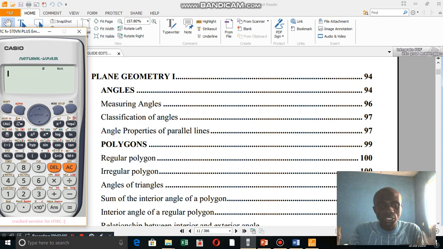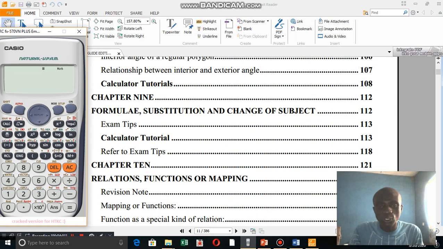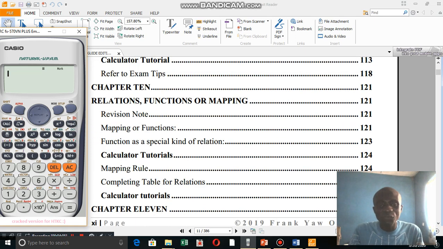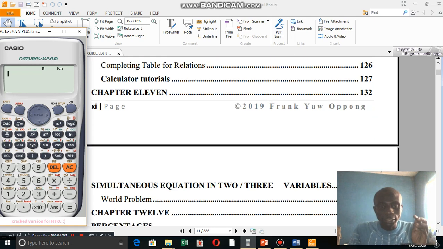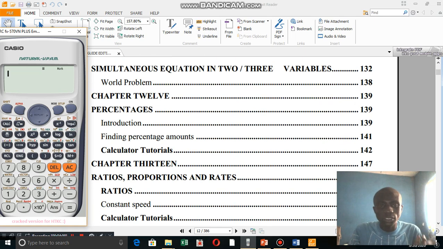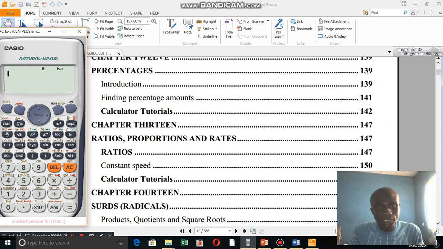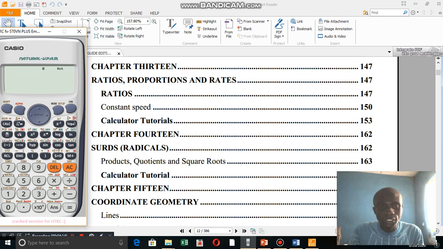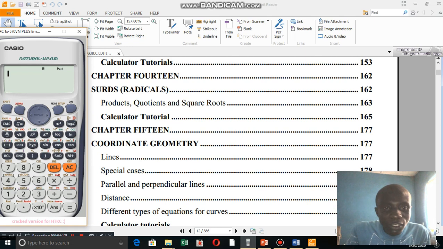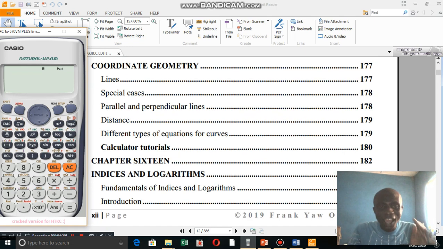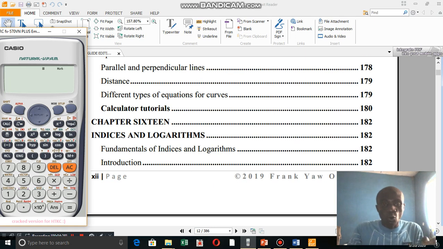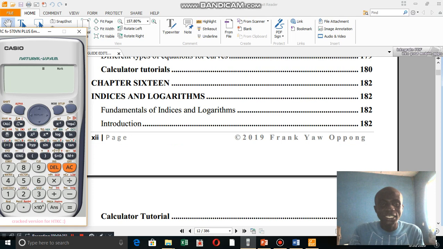Number bases, plane geometry 1, polygons, formulae, substitution and change of subject, relation, function or mapping, simultaneous equations in 3 variables and 2 variables, percentages, ratio, proportion, and rate, sets, coordinate geometry. In fact, the calculator is not afraid of diagrams. When you give it any right-angled triangle, it is able to diagnose the diagram and give you the rectangular sides of the triangle and the unknown angles. It can tackle every question.